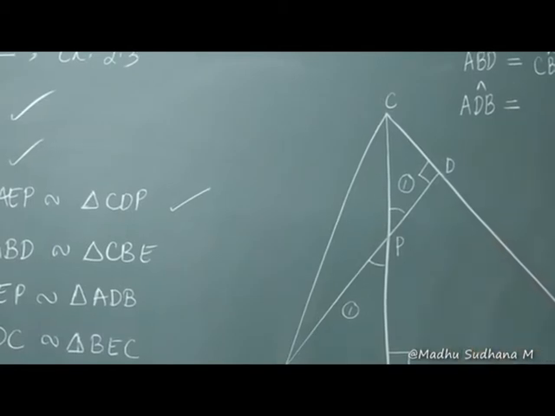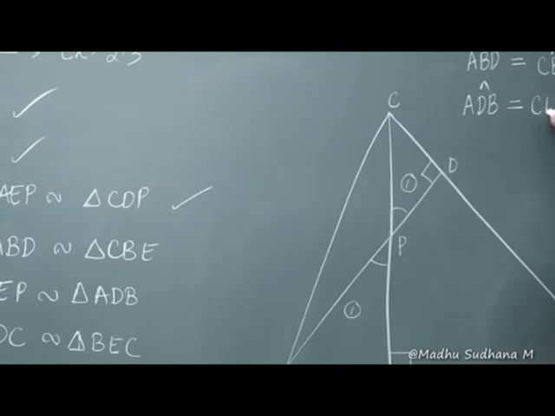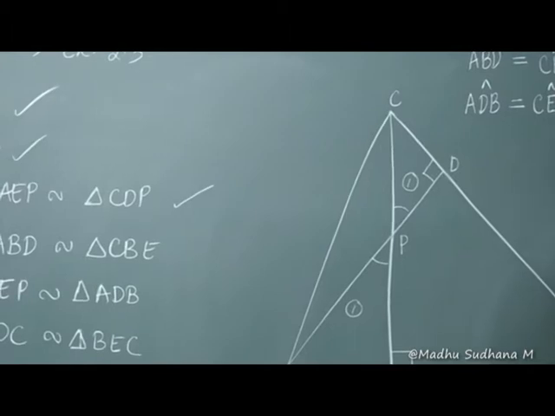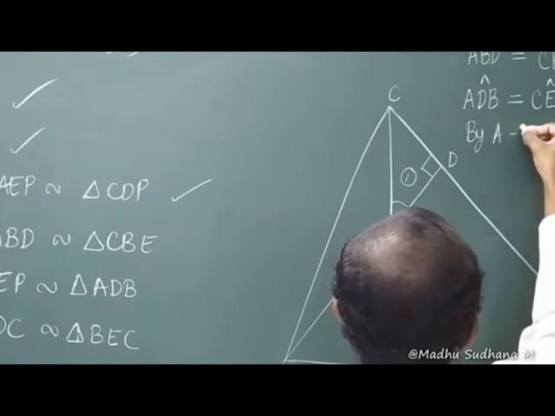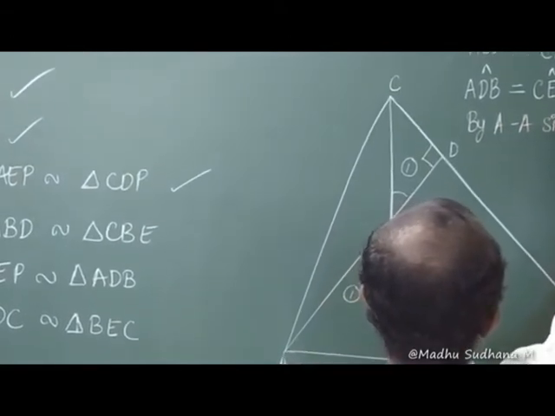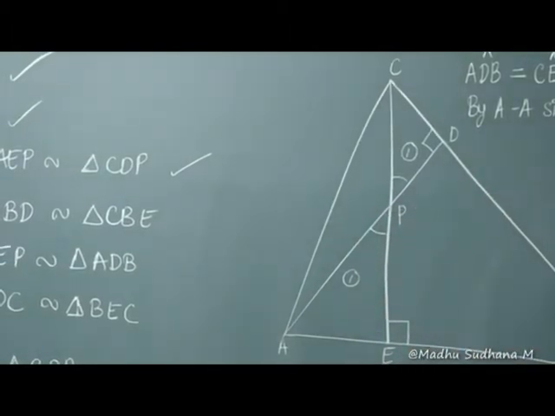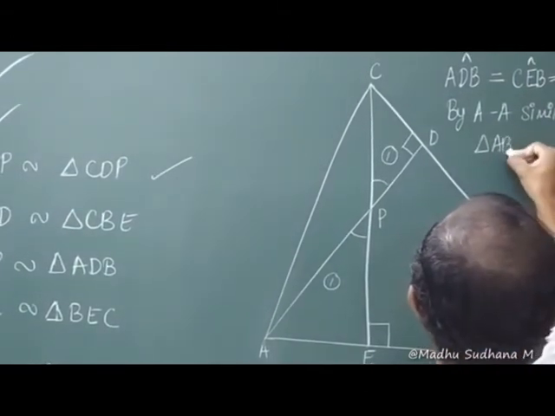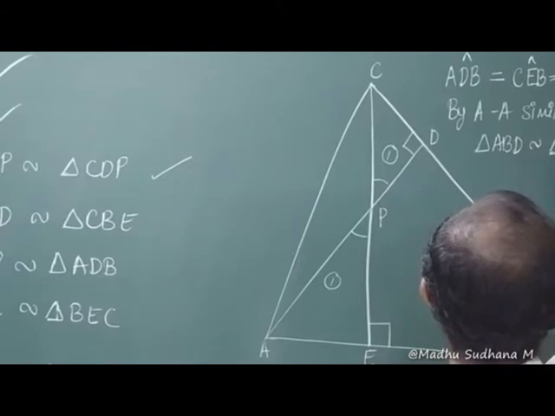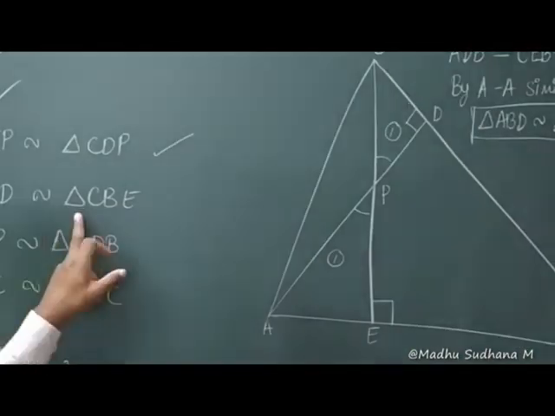correspondingly, angle CEB, right? So I can write angle CEB, which is equal to 90 degrees. So this is one angle. So now I can write by AA similarity criteria, these two triangles are similar. Triangle ABD is similar to triangle CBE. So this is the proof for the second one.